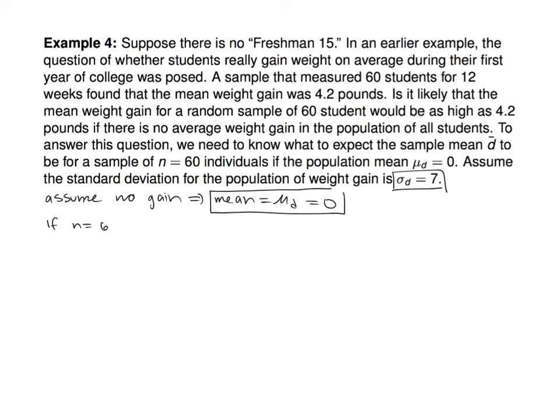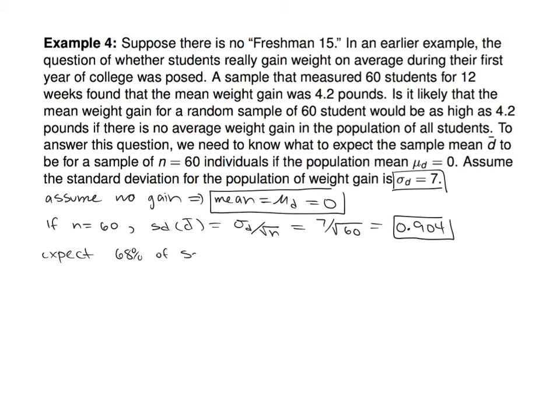If n is equal to 60, how are our samples going to vary? Well, let's find the standard deviation of d bar. That's sigma sub d over root n, which is 7 over root 60, or 0.904. And using this, we can use our empirical rule to find intervals that would contain our mean most of the time.